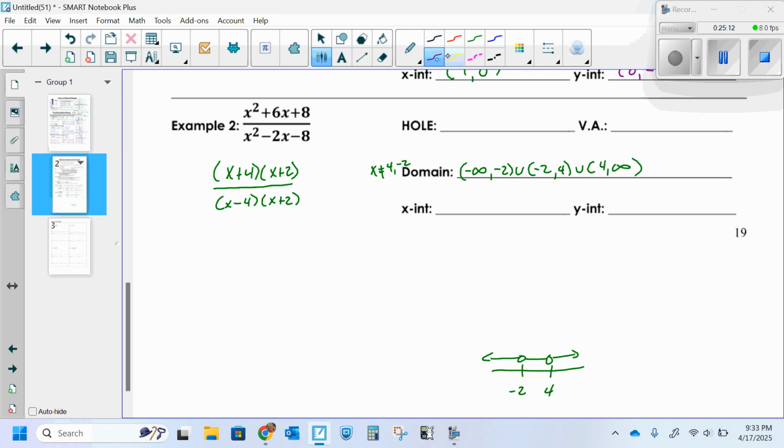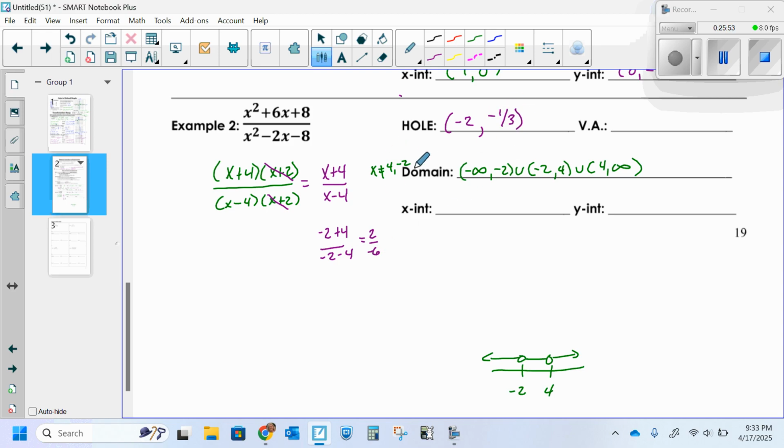All right, so now we're going to go ahead and cancel. If we cancel, that means we have a hole. The x coordinate of that hole is a negative 2. Simplify that. And to find the y coordinate of the hole, we're going to plug in negative 2 for each of these x's. So negative 2 plus 4 over negative 2 minus 4. So you get 2 over a negative 6, which is a negative 1/3.